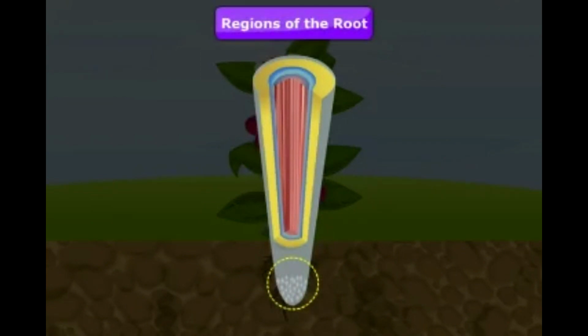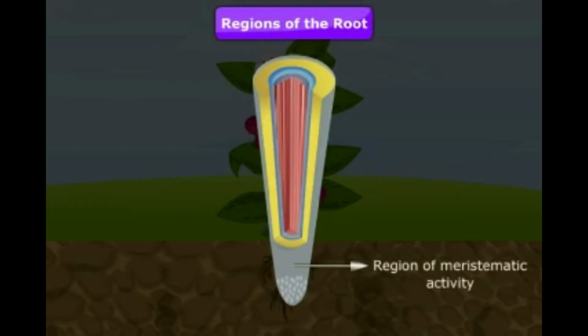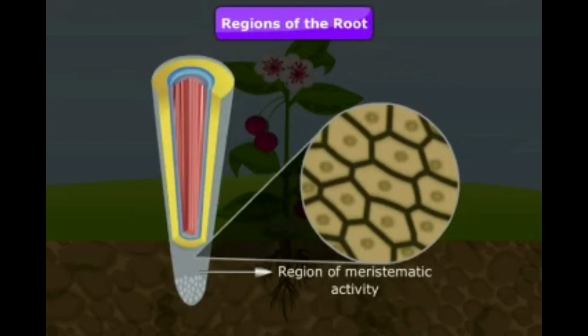In this portion, you can see that the tip of the root is covered by the root cap that protects the delicate inner root tip. Slightly above the root cap lies the region of meristematic activity. This region consists of meristematic cells that are small, thin-walled with dense cytoplasm. Now these cells undergo repeated division, and that is why they are responsible for the apical growth of the roots.